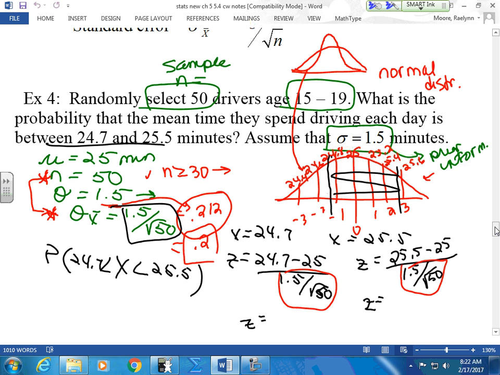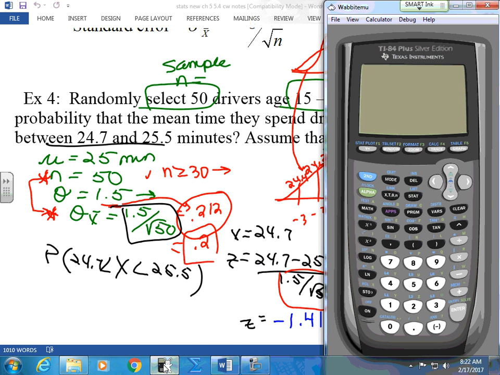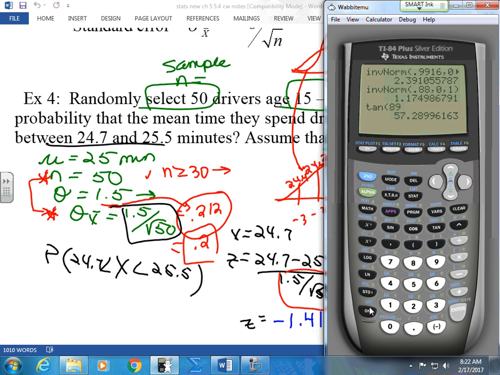So what did we come up with for a z-score here? Negative 1.41? Did you get negative 1.41? Okay. And this one? 2.36. If you struggle with this, guys, use your fraction bar. Use your fraction bar. This is really important how you put this in.